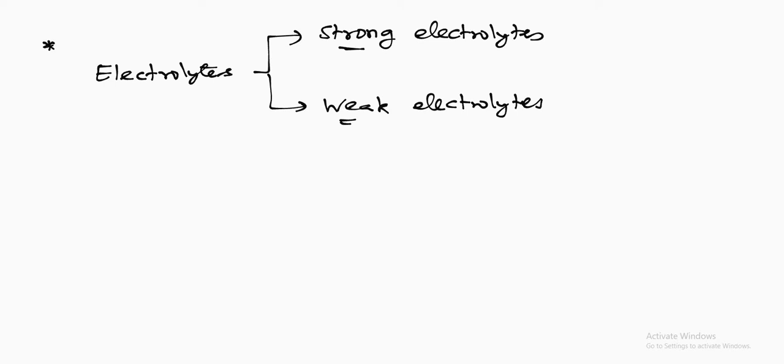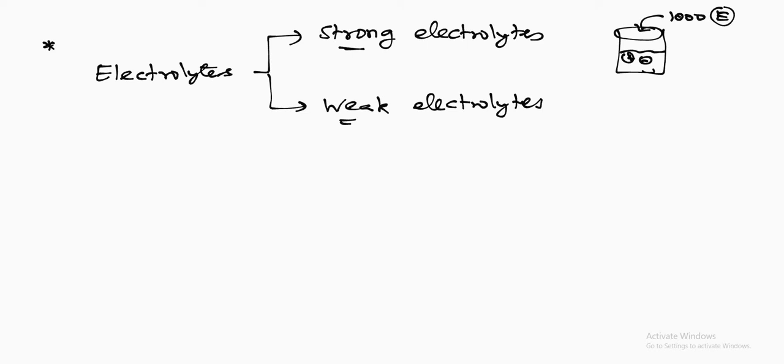Students, observe carefully. Suppose I take some amount of water in a beaker. Now I'll put 1000 molecules of some electrolyte E. If all the molecules ionize, if all molecules become ions in solution, we call that type of electrolyte strong.